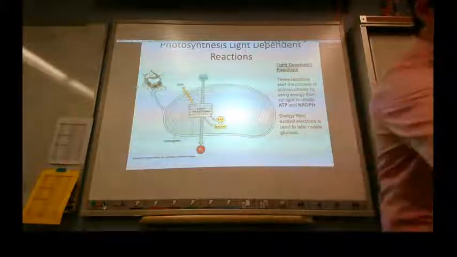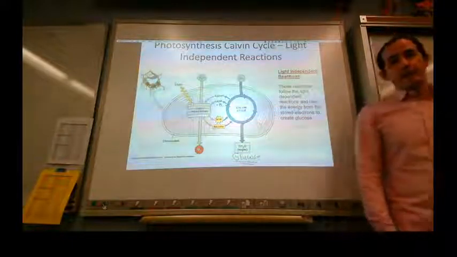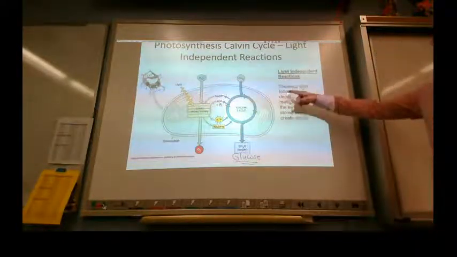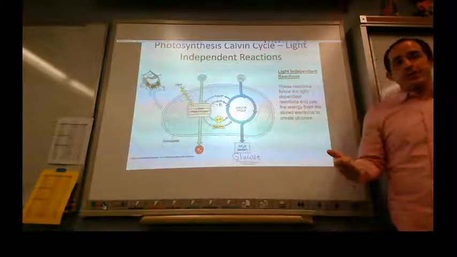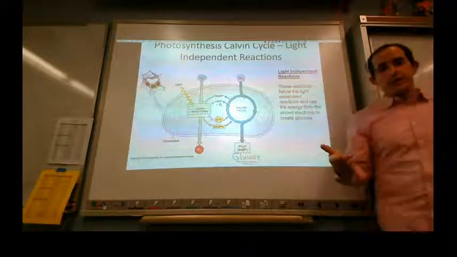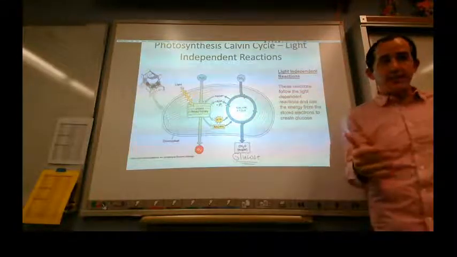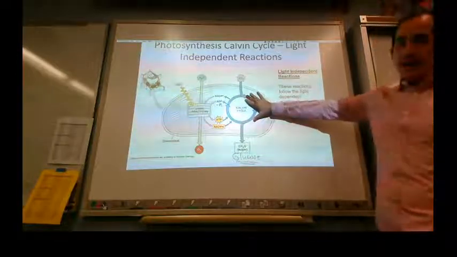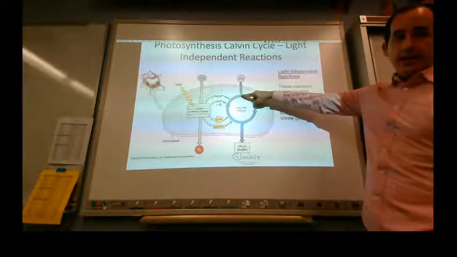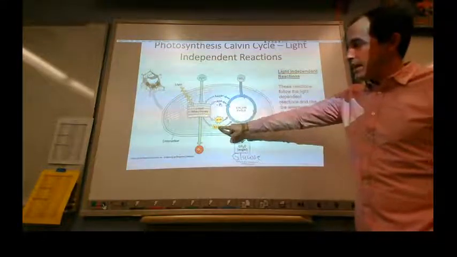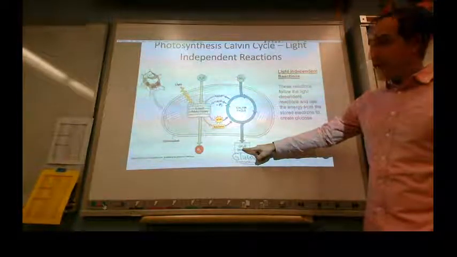Okay? So the second part of photosynthesis is what we call the light-independent reactions, or the Calvin cycle. Okay? So these reactions come after the light-dependent reactions, and they use the energy and the stored electrons from the light-dependent reactions to make glucose. So let's see what this looks like. Okay? In our light-independent reactions, the whole point is to take in carbon dioxide, ATP, and NADPH to create sugar, right? We need that glucose.